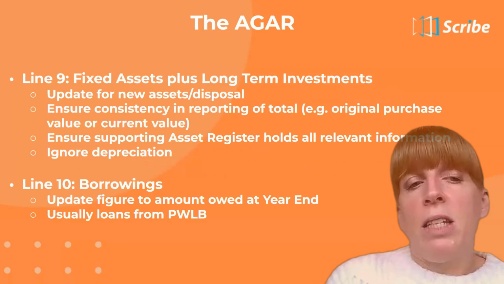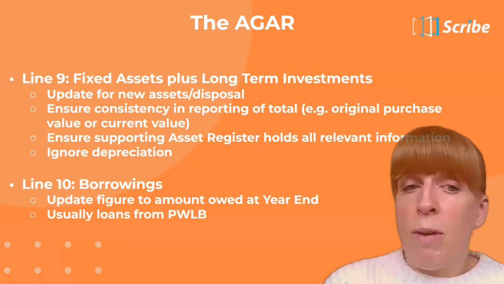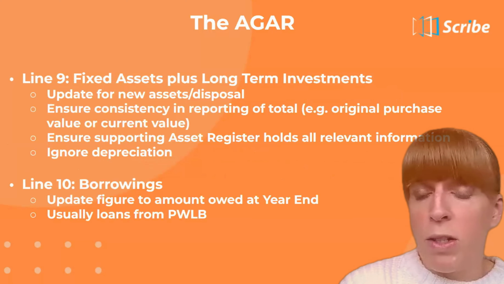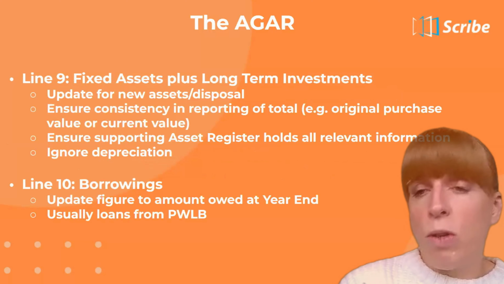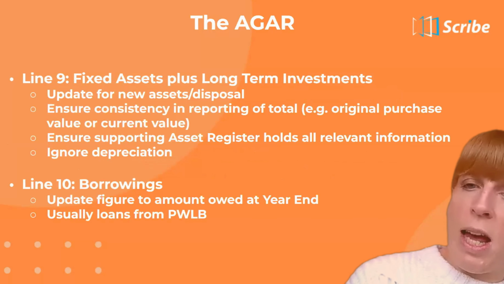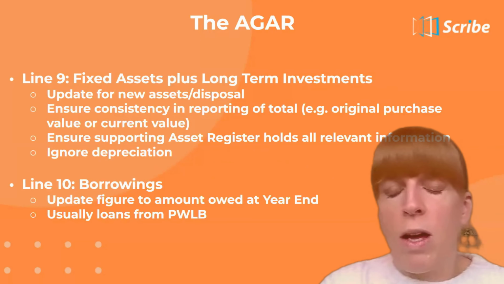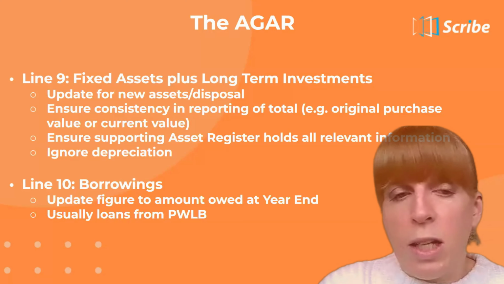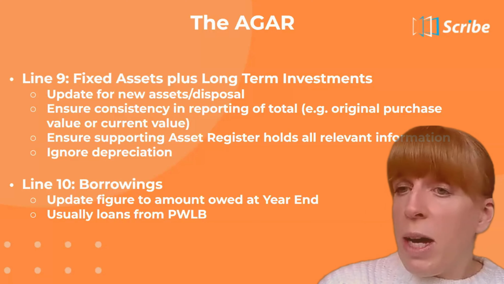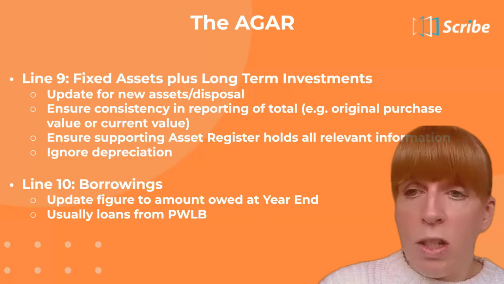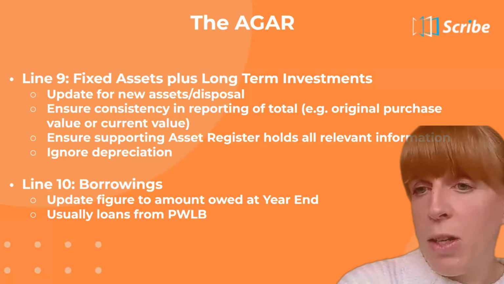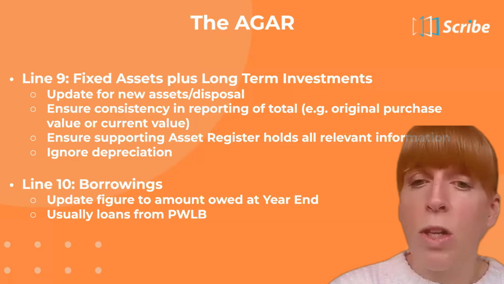Moving on then, line 9 is our fixed assets and long-term investments. So obviously that's a register of what you've got in terms of your total asset figure, and long-term investments. So not short-term investments, obviously, because they go into box 8. These are longer term sort of bonds, etc. Obviously, make sure that your asset register is up to date for any new assets and any disposals for this financial year. Again, it's important to make sure that we're consistent with the reporting of the total.